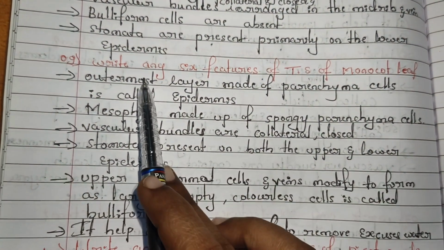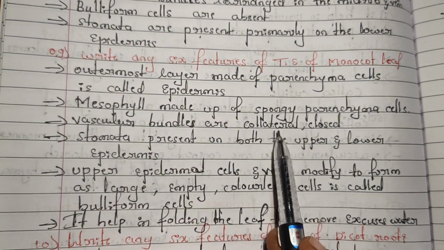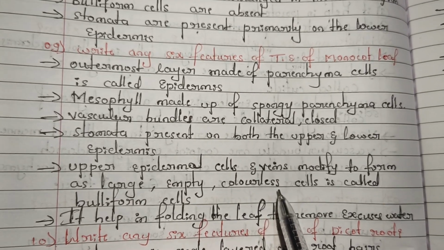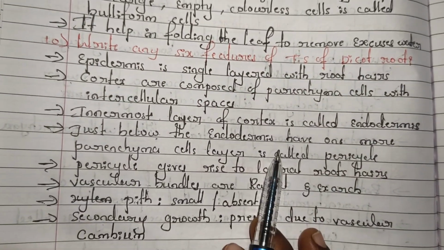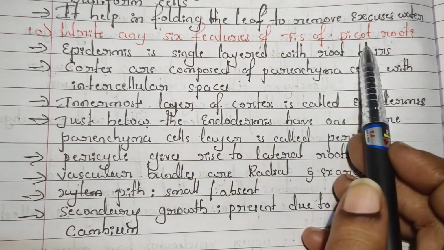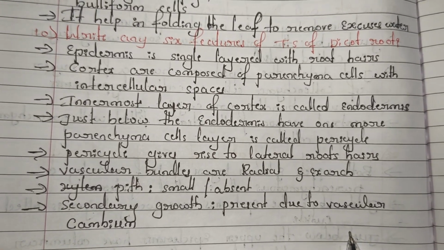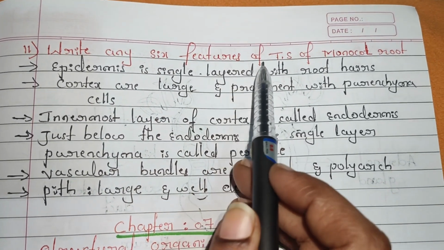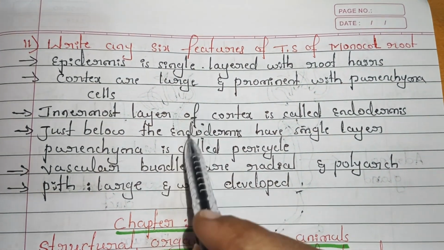You can read these continuing points. Next, write any 6 features of TS of monocot leaf. For monocot leaf you have to remember the bulliform cells always. Next, write any 6 features of dicot root. From this chapter, the last question is: write any 6 features of TS of monocot root. So these are the points.